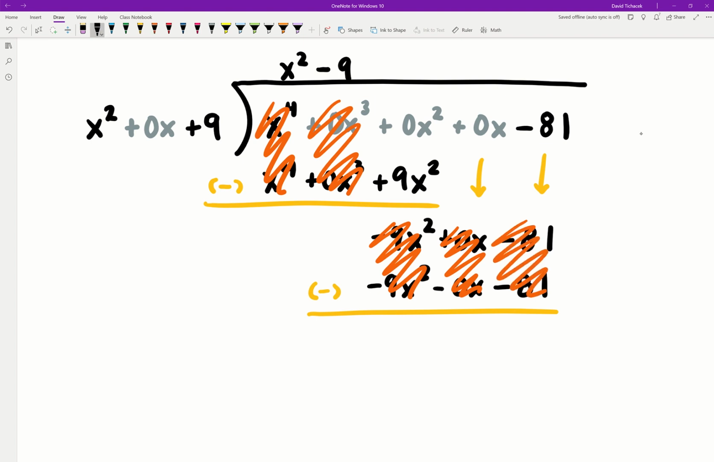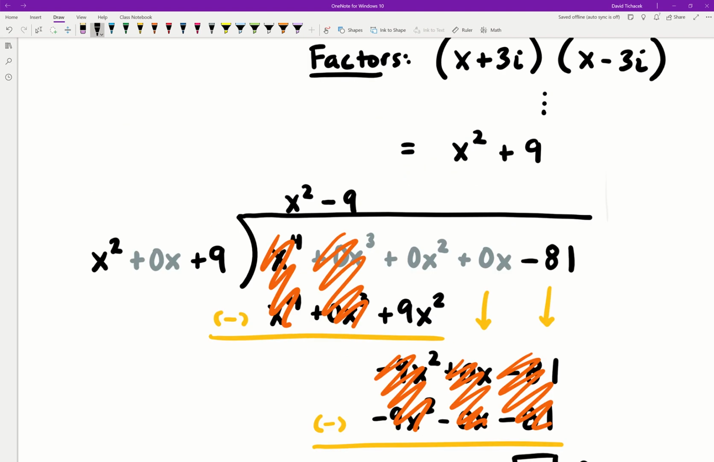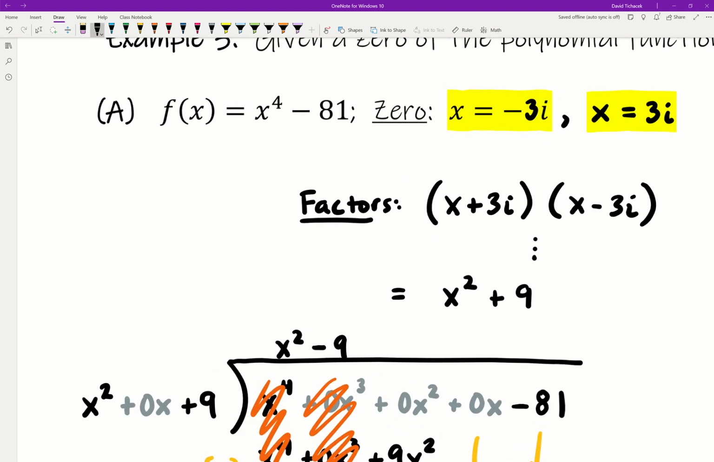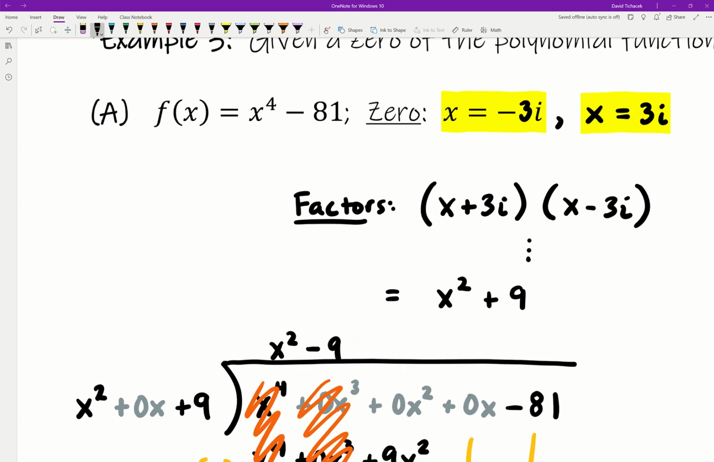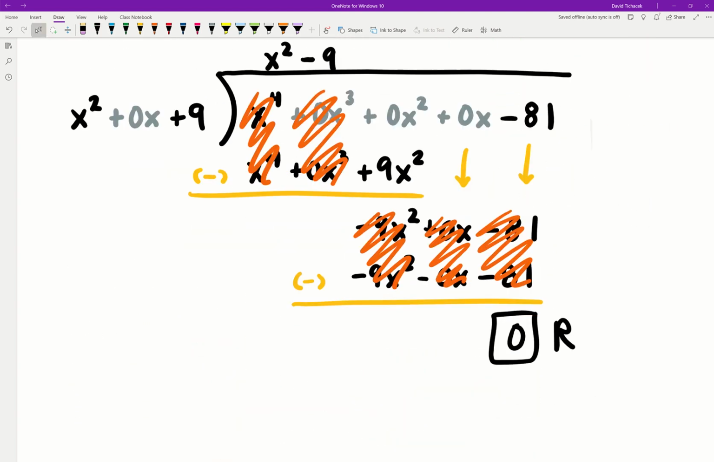And so we have nothing else to drop down, so that must mean that this number that we ended up with here is the remainder, which is 0, which we said makes sense, because if we did want the x squared plus 9 to go into x to the 4th minus 81, we said the remainder had to be 0 after the long division, okay?